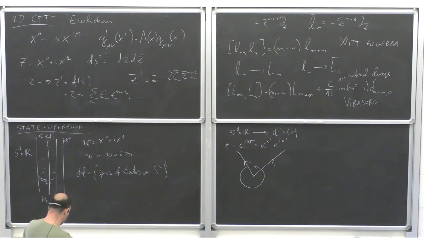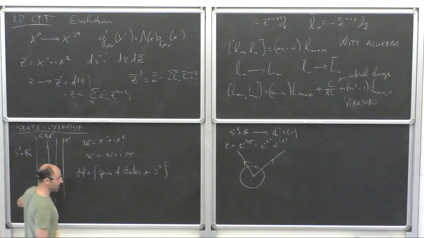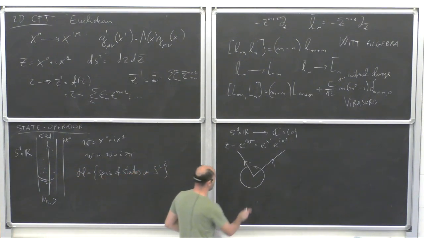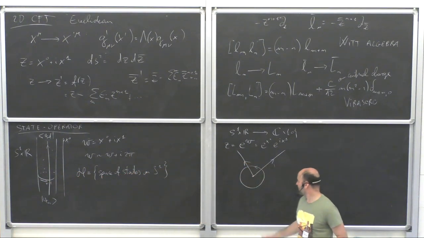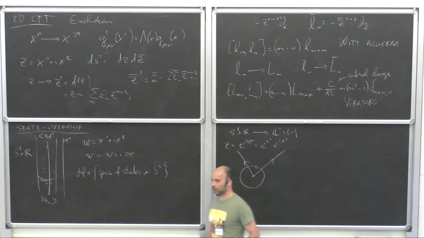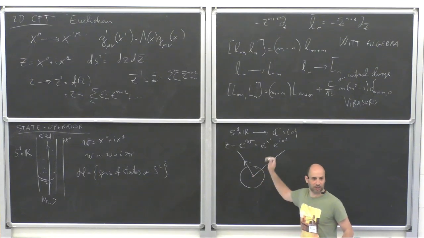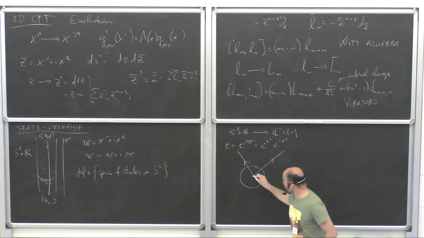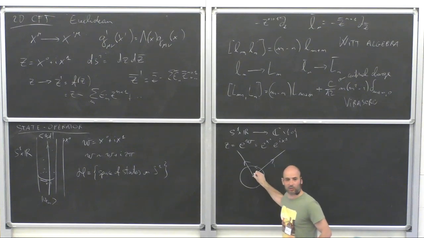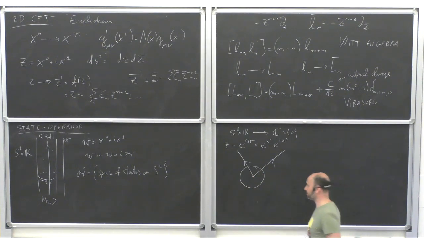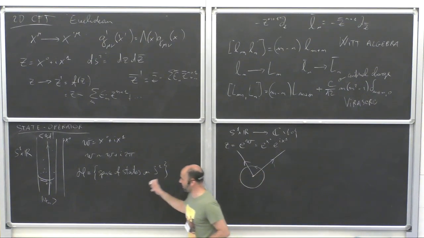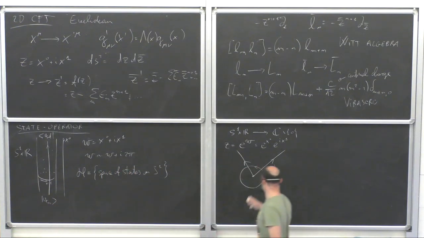So the nice thing about this is that whatever state you put here in the circle at times minus infinity, okay, the circle at times minus infinity gets mapped just to a point here, okay? So this means that whatever you put here, it should be possible to describe it in this picture here, which is conformally equivalent to that, just as a local perturbation at the origin, okay? So this gives you a correspondence between the possible initial states that you can put here, and the operators that you can put at the origin.